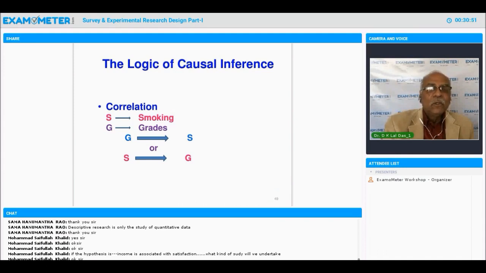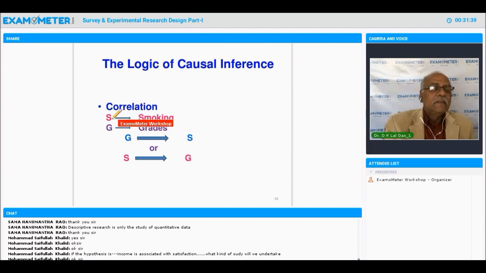Let us take an example to understand correlation first. This is the example, sir, of someone else. Yeah, I'm going to give you the example. Now I'm taking up some studies conducted in the US, at a famous research institute in California. The research department conducted a study on smoking behavior and academic performance of students.